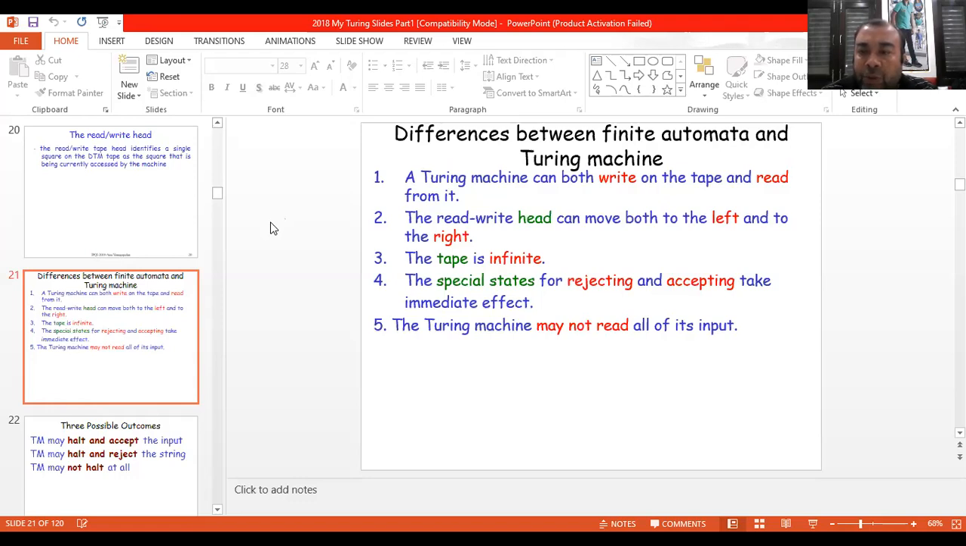I think tape is also infinite in NFA, DFA also. So if a difference comes, then the first and second points are the major difference. Yes, the fourth and fifth are also important. The special states for rejecting and accepting take immediate effect, and a Turing machine may not read all of its input. Yes, this is a scenario that I am going to discuss.